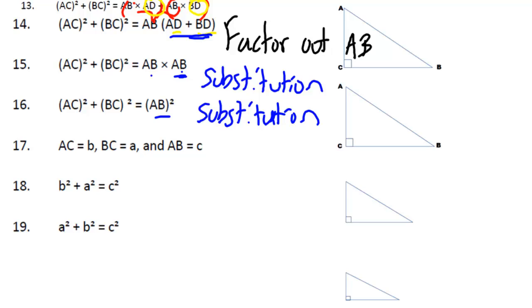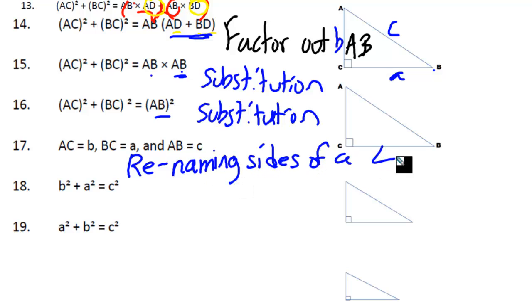In 17, they're just naming the sides of the triangles. Instead of using two uppercase endpoints, they're using one lowercase letter that we talked about at the beginning of this video. So AC equals little b, BC equals little a, and AB equals little c. I guess we can just call that renaming sides of a triangle. Real official sounding thing, I just made it up. But that's what we're doing.